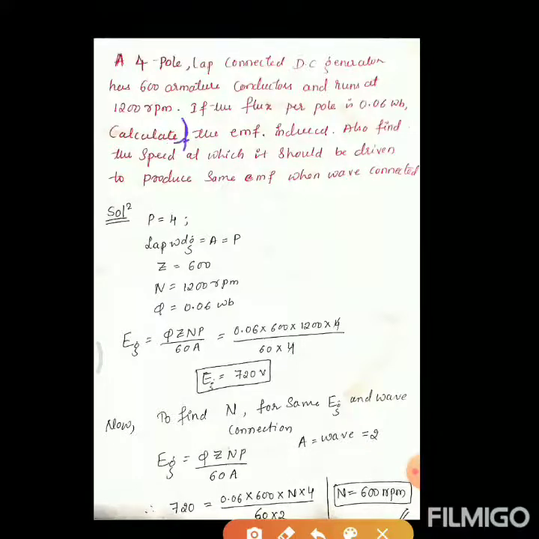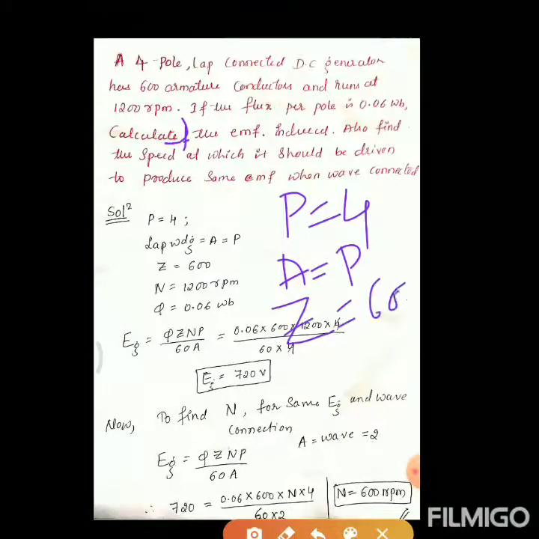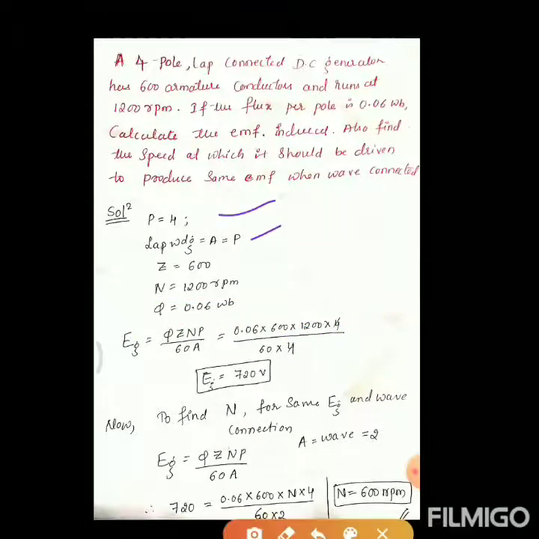Observe this question up to this much. They have given a 4 pole machine, so P is 4, and lap winding means A is equal to P. The DC generator has 600 armature conductors, so Z is equal to 600, and it runs at 1200 rpm, therefore N is equal to 1200 rpm. The flux per pole is 0.06 Weber. These are all the data they have specified.